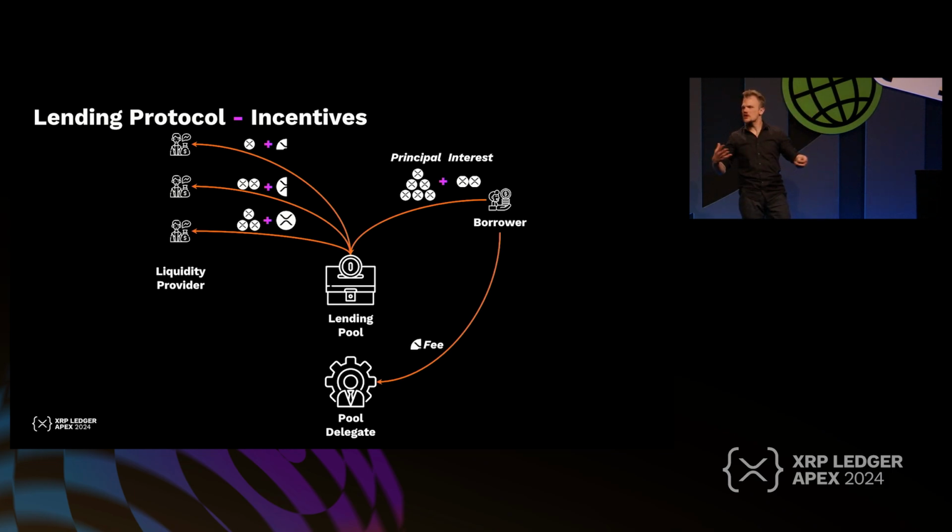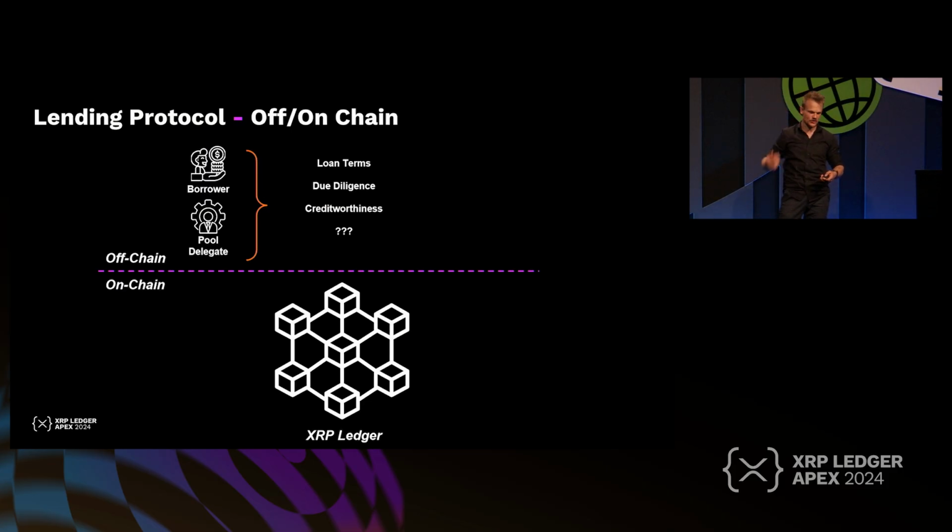So how does one go about actually creating the loan? The process is fairly straightforward. Off the chain, the borrower and the pool delegate agree on the loan terms, perform creditworthiness checks, due diligence, and anything else that the pool delegate deems necessary to determine that this borrower is legitimate. They are not a big risk. Of course, again, the lending protocol is not prescriptive. The pool delegate might choose not to do anything.